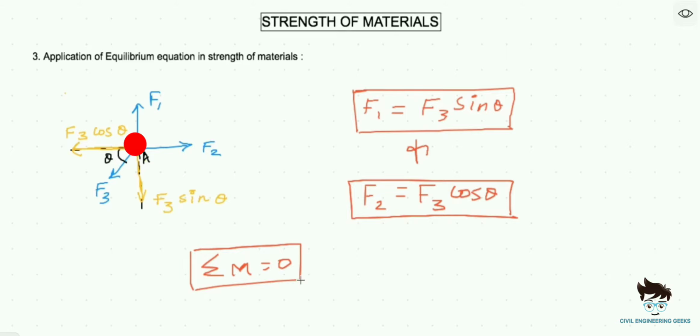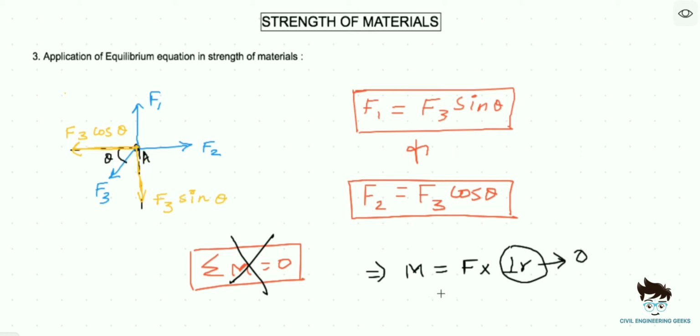But here we have only one point and all the forces act at that point, which means these forces don't have perpendicular distance to that point. And what happens when there is no perpendicular distance? There is no moment, because M equals F times perpendicular distance. Here the perpendicular distance is 0, so we will get moment equal to 0.